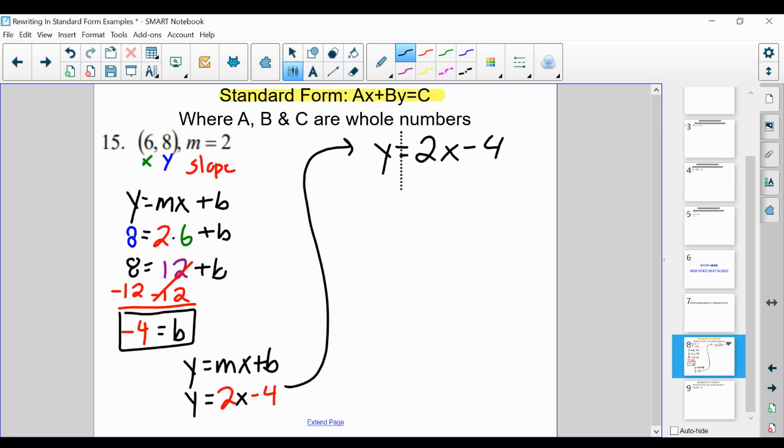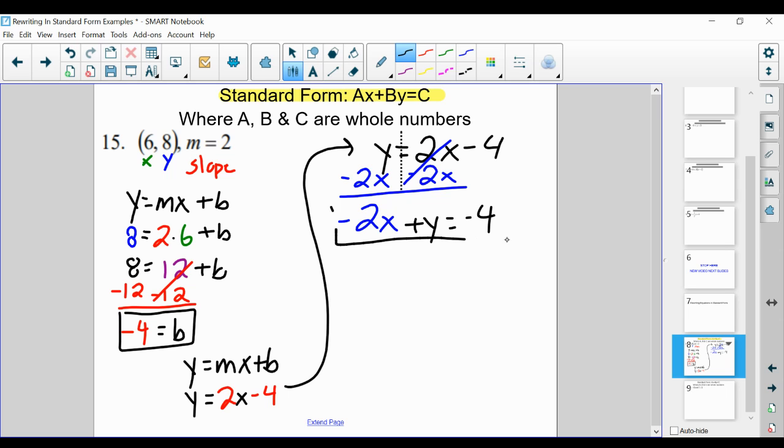In order for us to do that, we need to move this positive 2x to the other side. To move a positive number to the other side, we subtract it. We want to change it into 0. We cancel. And we cannot combine y and negative 2x. They are not like terms. So we're going to rewrite it as negative 2x plus y is equal to negative 4. And this is how we write in standard form.